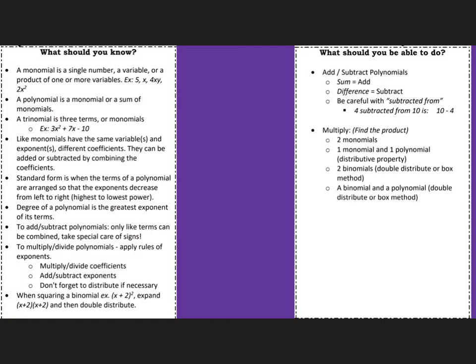A monomial is a single number, a variable, or a product of one or more of those variables. So that could be like the number 5, x, 4xy, etc. A polynomial is a monomial or a sum of monomials, right? So this can look like 2x plus y, or we can do 3z minus 1, or we could just do 3z, right?